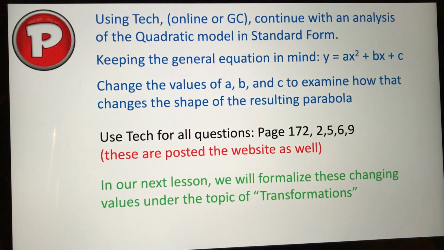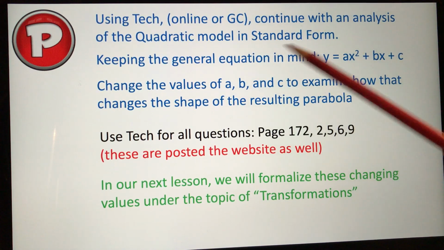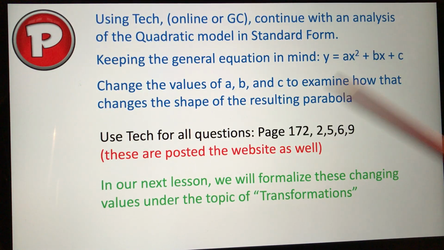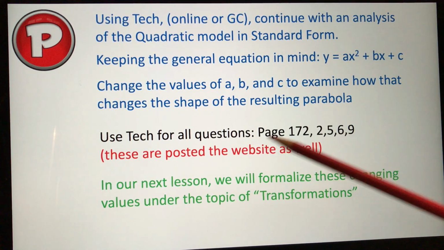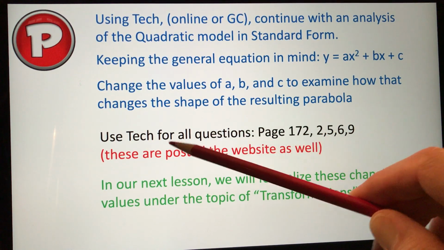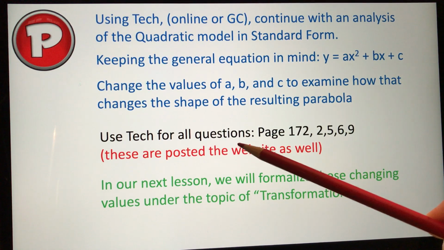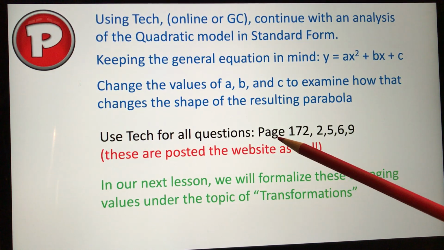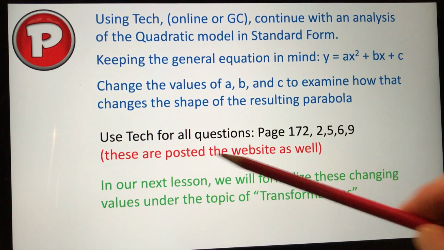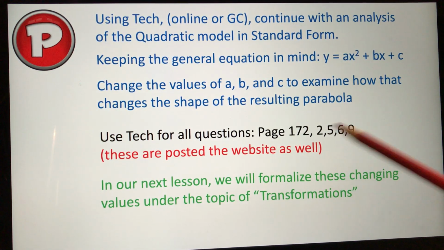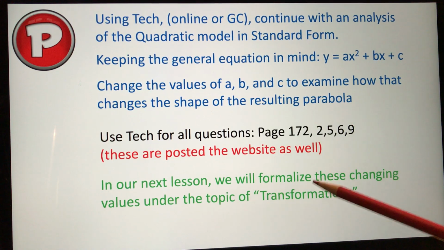So what I want you to do is go in the Desmos and continue with this analysis of a quadratic model in standard form. Type this in and then just change those values of A, B, and C and see what happens. Once that's finished, there's a few questions in the textbook you can try. I want you to use tech for that. I think the book says draw it by hand. Don't. Use some technology, Desmos or a graphing calculator will do. I'll put these questions posted on our website as well. And then we look forward to our next lesson, where we will formalize these changes.